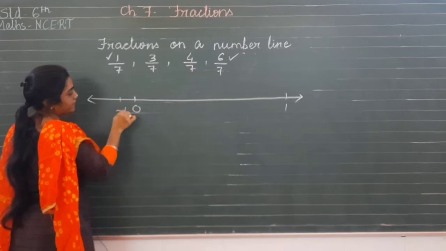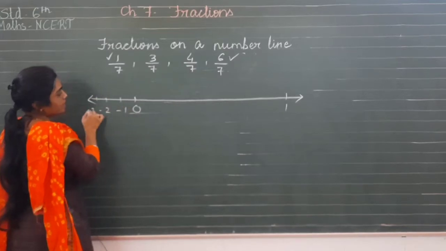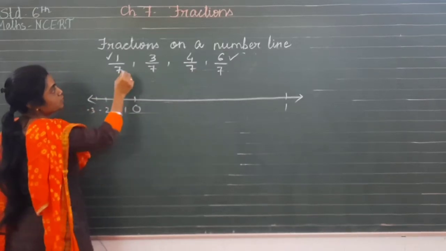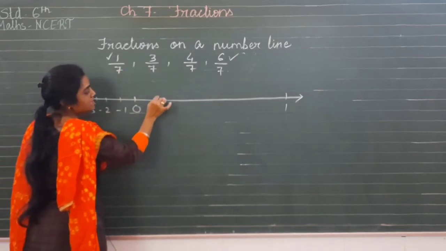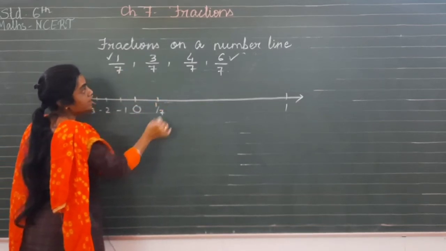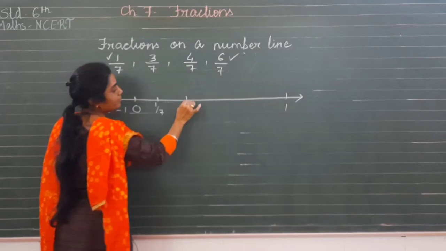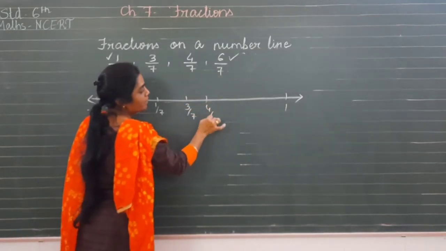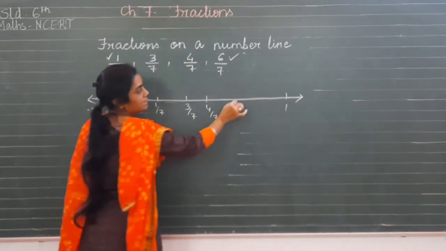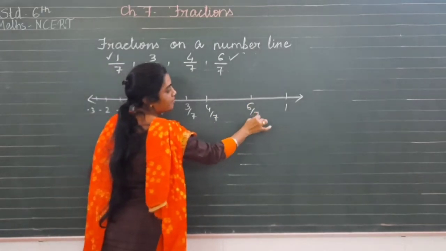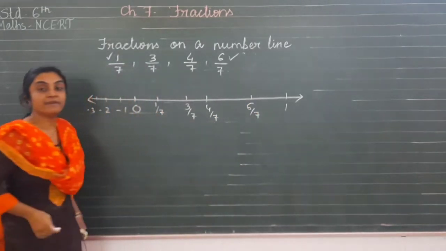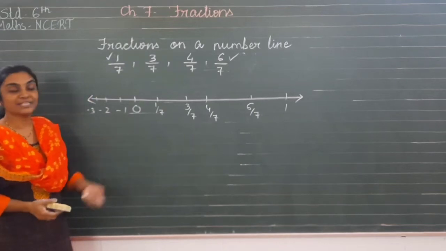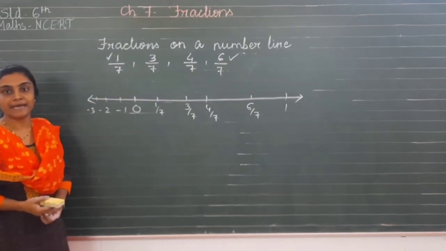Here will be your negative integers. Now 0 and 1. So the first number is 1 upon 7. So we will put it over here. Then 3 upon 7. Then 4 upon 7. Then 6 upon 7. So this way we can plot the fractions on the number line.